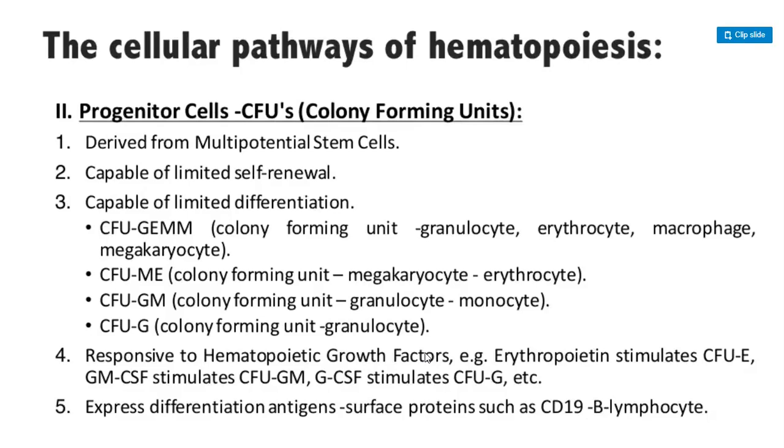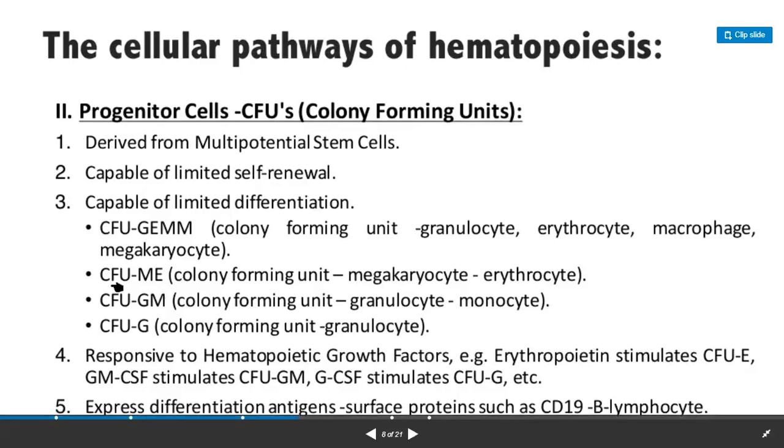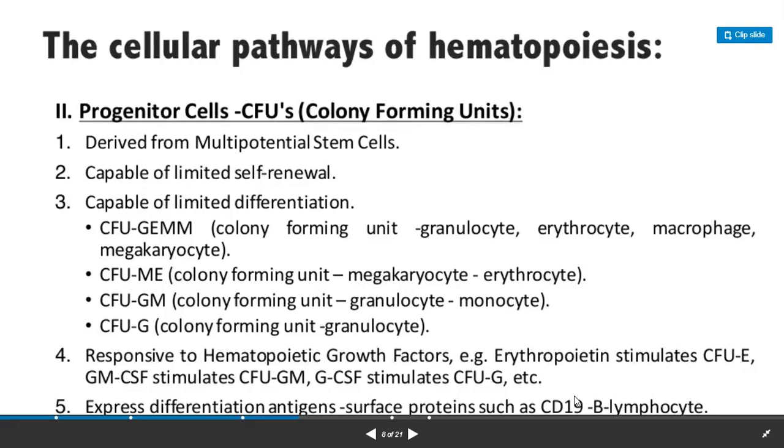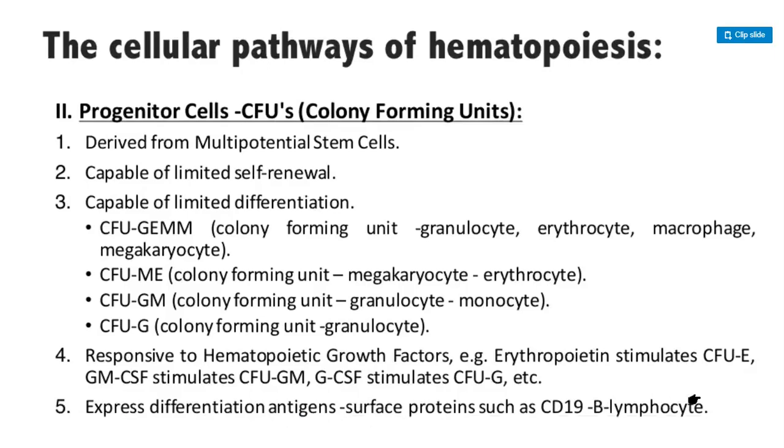Okay, good. Now, the progenitor cells, they express differentiation antigens, which are surface proteins, such as cluster of differentiation 19, B lymphocyte. We said for totipotent stem cells, they had a cluster of differentiation called CD34+. But for these progenitor cells, they have CD19. And this particular cluster of differentiation will give rise to B lymphocyte formation. Okay, let's look at the next slide.